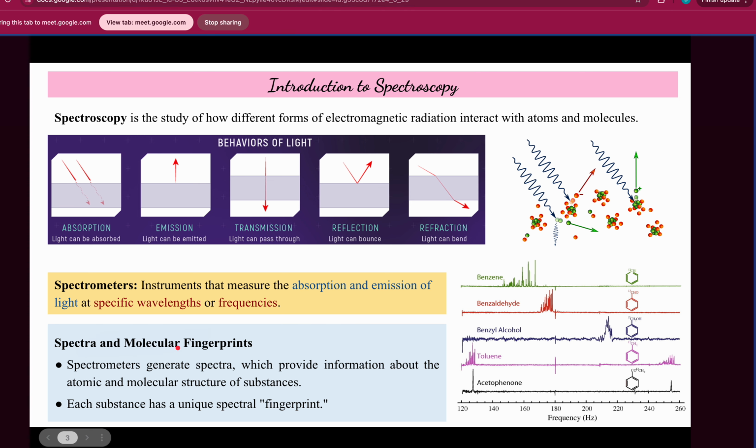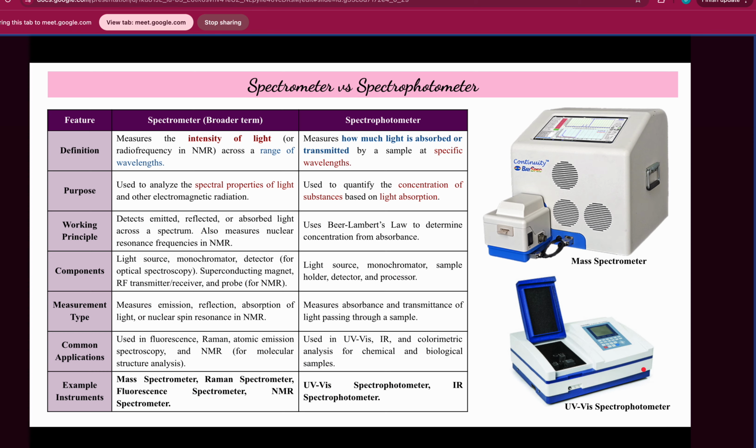So spectra and molecular fingerprints. Spectrometers generate spectra, which provide information about the atomic and molecular structure of substances. And each substance has unique spectral fingerprints. So that's why we can distinguish among them. So here is an example where we have 5 different compounds and each has a unique spectra, with which we can distinguish among them. So that is the advantage of spectroscopy.